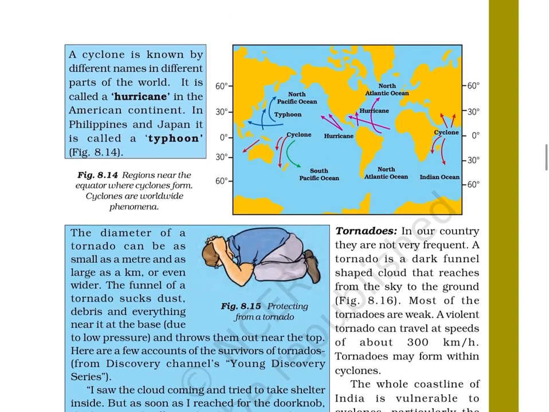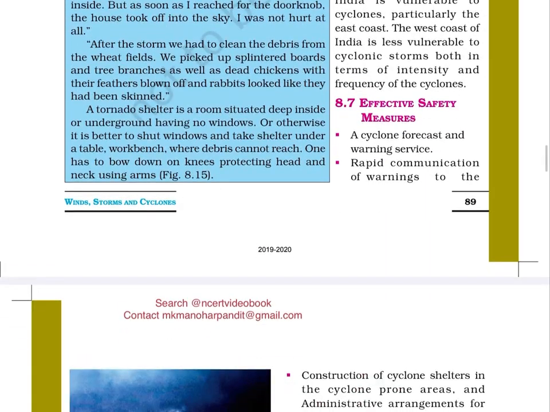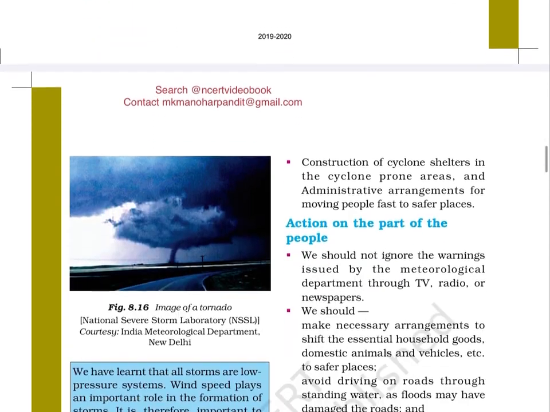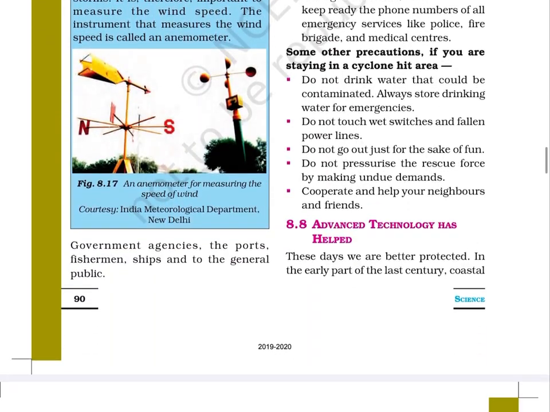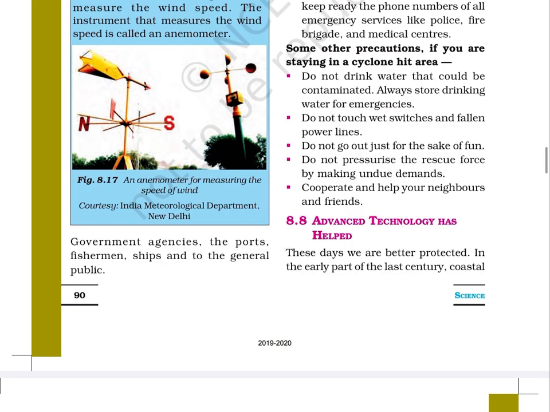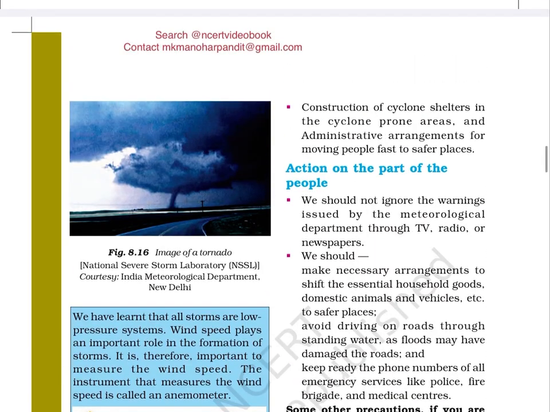8.7. Effective safety measures. 1. A cyclone forecast and warning service. 2. Rapid communications of the warnings to the government agencies, the ports, fishermen, ships, and to the general public. Page 90. 3. Construction of cyclone shelters in the cyclone prone areas, and administrative arrangements for moving people fast to safer places.